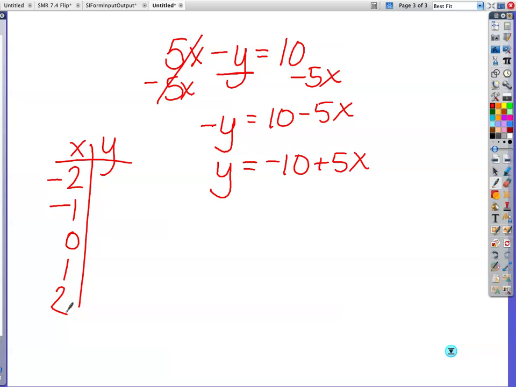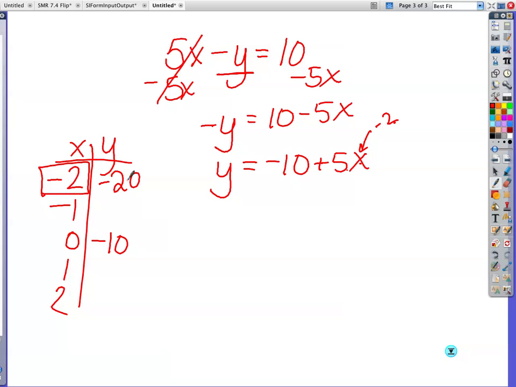I'm going with the Fave 5 again. I can go ahead and look at this, hopefully, and say my y-intercept is -10. And if you're like, I don't know what to do after that, Mrs. Talley, then you go ahead and you take this -2 and you plug it in right here. 5 times -2 is -10. -10 plus -10 is -20.